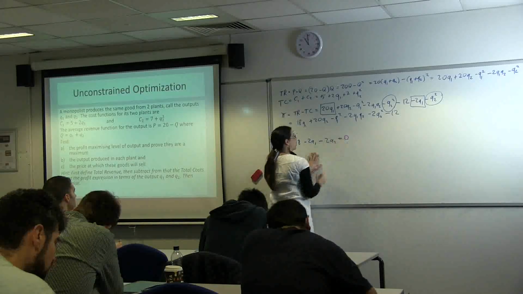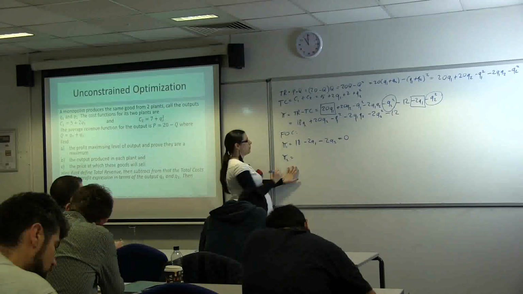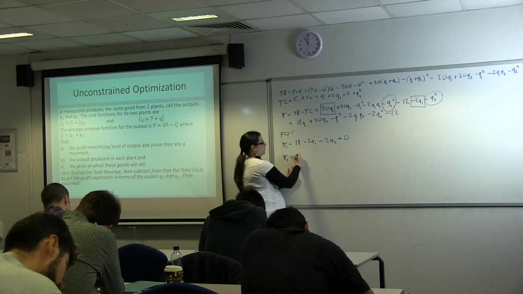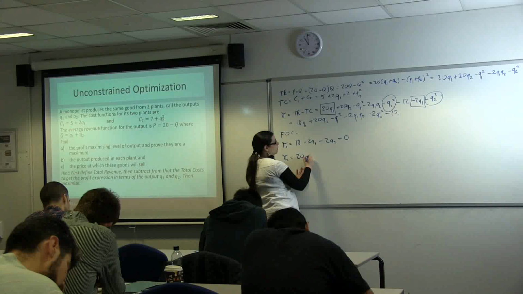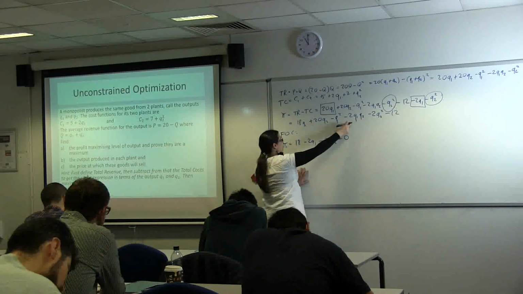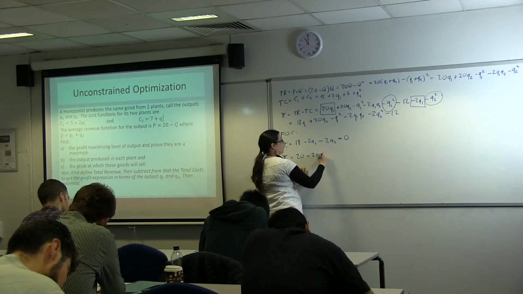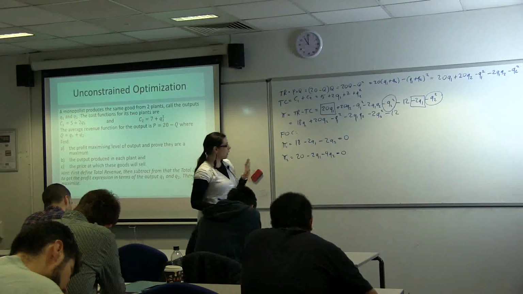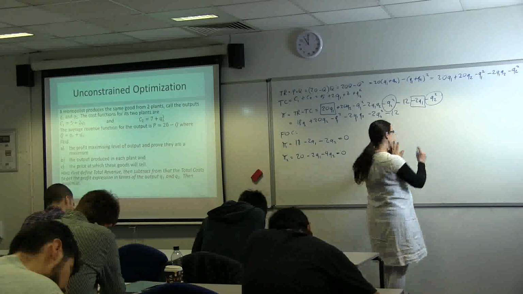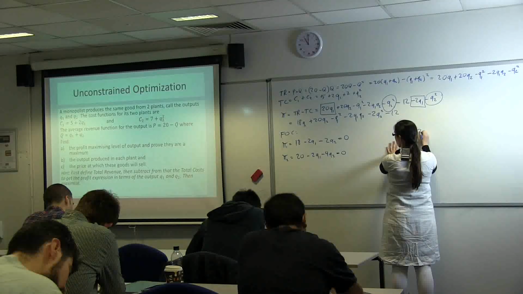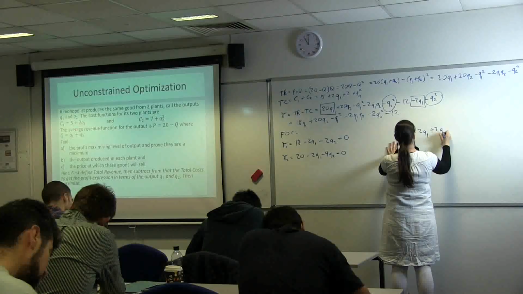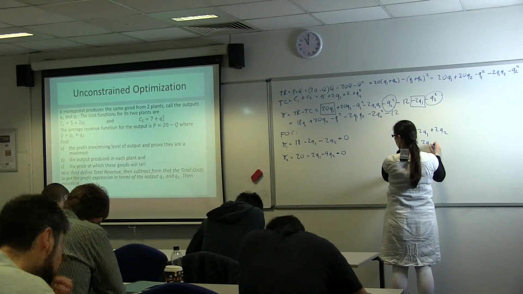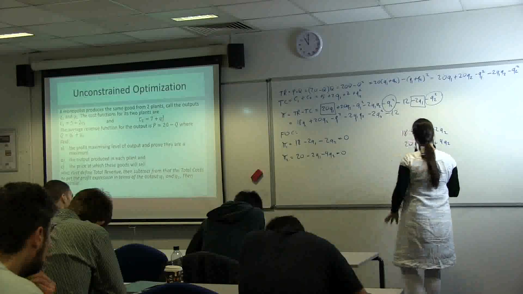And that has to be equal to 0. And with respect to Q2, and that again has to be equal to 0. So again, I'm going to write them here. So 18 equals 2Q1 plus 2Q2, and 20 equals 2Q1 plus 4Q2.